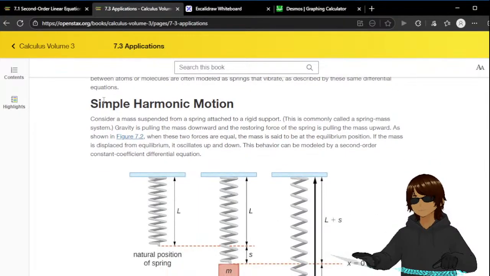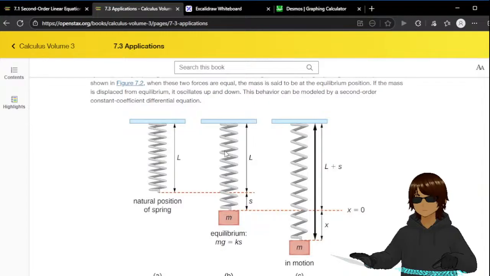So first one, simple harmonic motion. Consider a mass suspended from a spring attached to a rigid support. Gravity is pulling the mass downward and the restoring force of the spring is pulling the mass upwards, as shown in figure 7.2. When these forces are equal, the mass is said to be at the equilibrium position. If the mass is displaced from the equilibrium, it oscillates up and down. This behavior can be modeled by a second order constant coefficient differential equation.